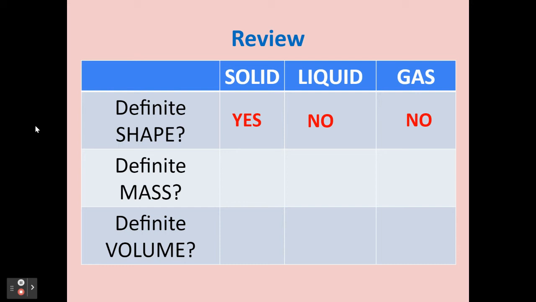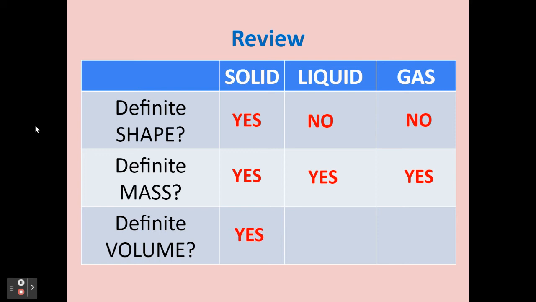Does a solid have a definite mass? Yes. So do liquids and gases. Remember we talked about mass a few lessons ago? The mass isn't going to change. And then definite volume. Does a solid have a definite volume? Yes, it has a definite volume.